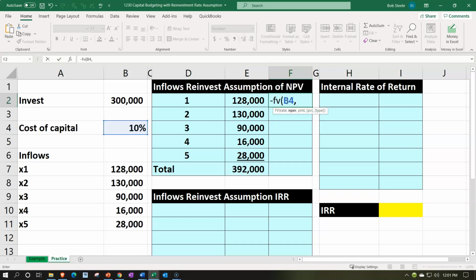So we'll see that in a second, comma. Number of periods. Now, the number of periods is going to be 4 because as of this point in time, when we get the money back, there's 4 periods out. So how can we work this table so I can copy this down easily?